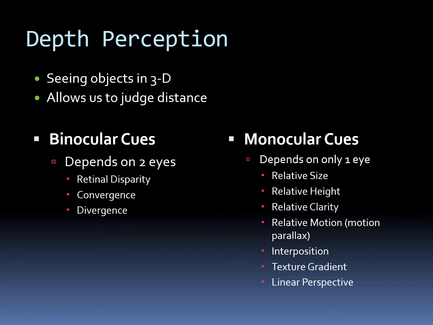If you remember from last unit, we talked about how as you get older, you start to lose your depth perception, and that's one of the reasons elderly people tend to fall a little bit more. That's because they don't judge distance as well, since their depth perception has declined.